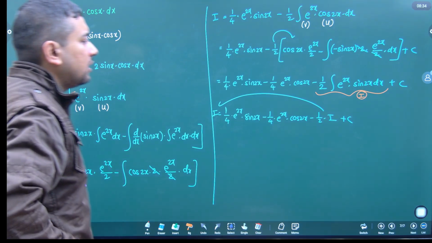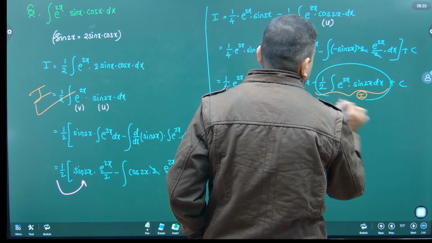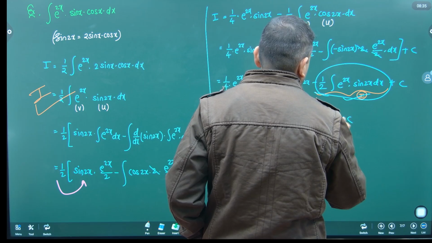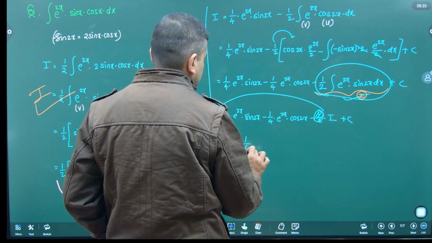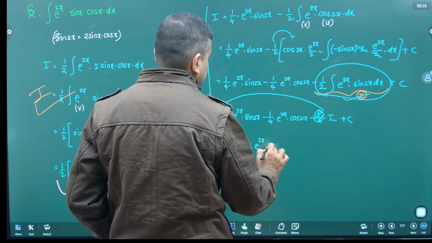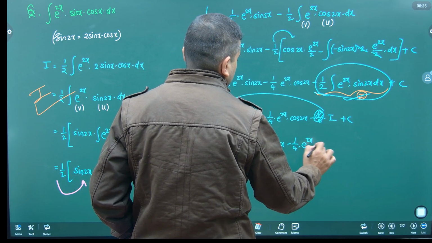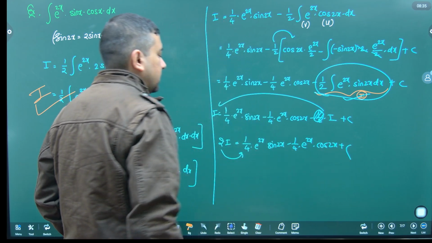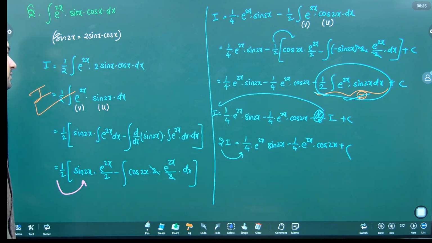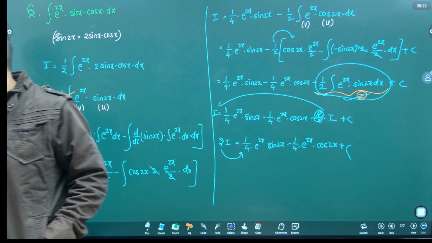Okay. Or what we can do, see this complete term, instead of writing this complete term you can replace it with I. Or simply take I here. So it will be 2I equals 1 by 4 e to the power 2x sin 2x minus 1 by 4 e to the power 2x cos 2x plus c. Take this 2 to the right hand side. Okay, this also you can solve. So I hope these examples are clear to you.